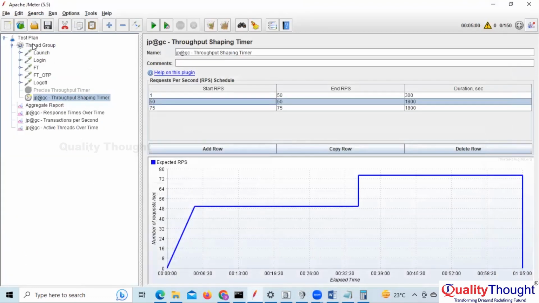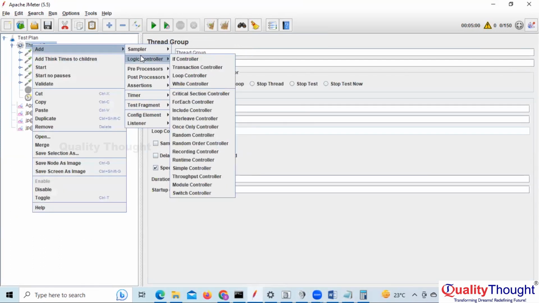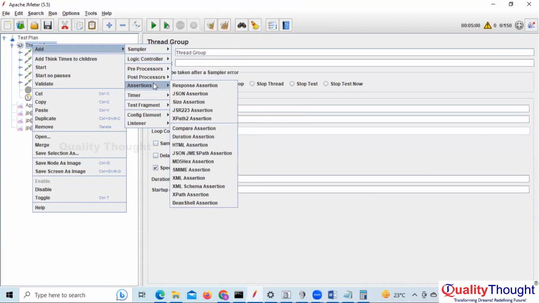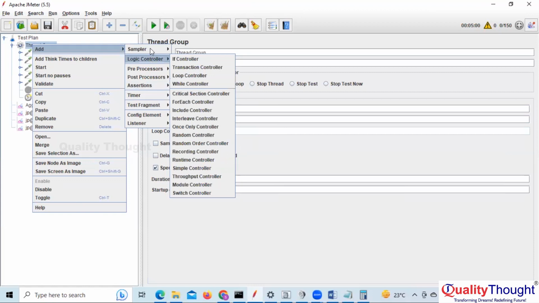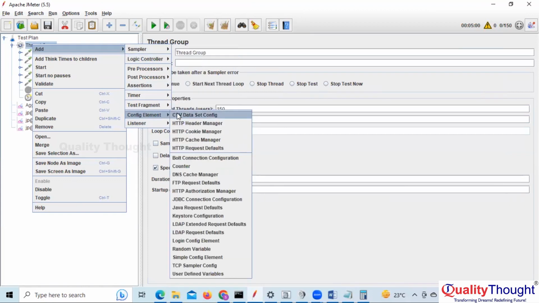Okay. Probably I'll take config elements tomorrow. And the day after tomorrow, I'll take assertions, right? Assertions are a little important. And I'll probably cover the complete config elements tomorrow, right? So you have different config elements like CSV Data Set Config, HTTP Header Manager, Cookie Manager, Cache Manager, Request Defaults, and all that, right? So the important config elements I'm going to cover tomorrow.